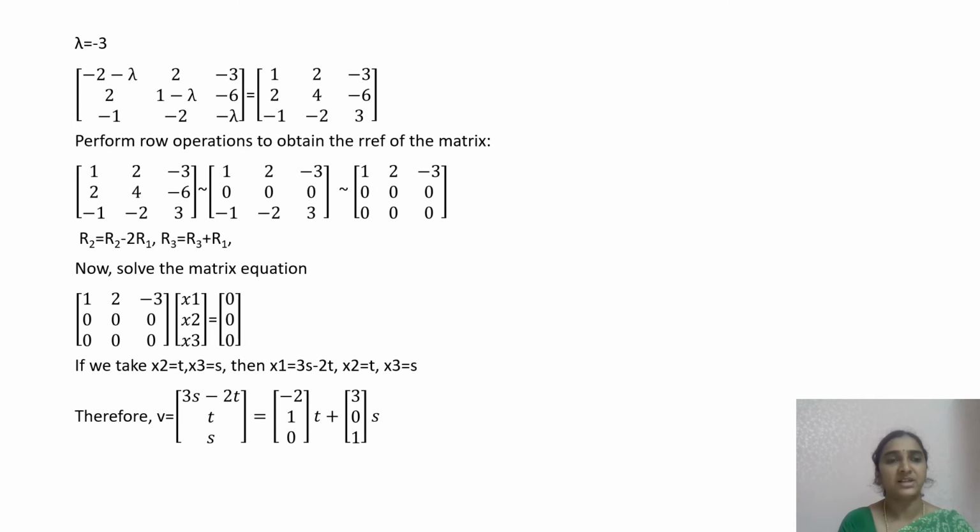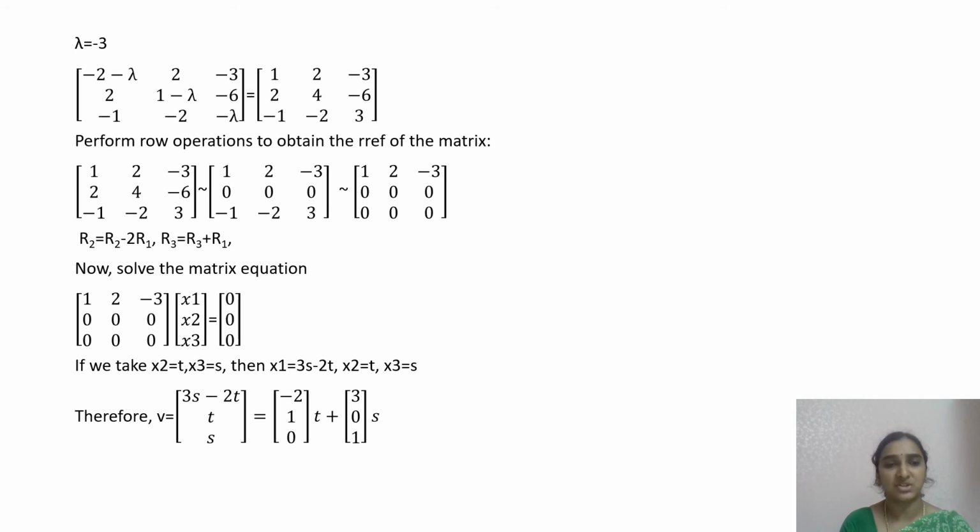Let us now find the eigenvector for the eigenvalue lambda is equal to minus 3. Consider the matrix [-2 minus lambda, 2, -3; 2, 1 minus lambda, -6; -1, -2, -lambda]. Substitute lambda is equal to minus 3. We get the resultant matrix [1 2 -3; 2 4 -6; -1 -2 3]. Perform row operations to obtain the row reduced echelon form of the matrix. Performing the row operations, R2 is equal to R2 minus 2R1 and R3 is equal to R3 plus R1.